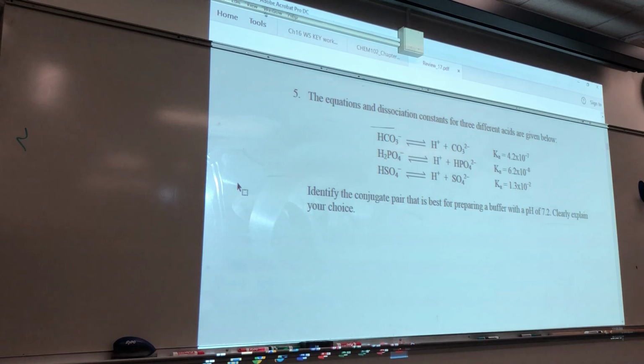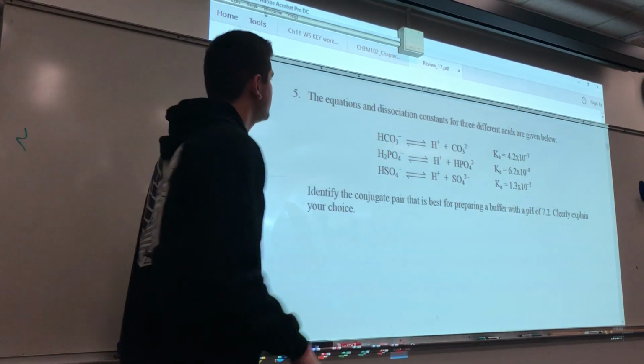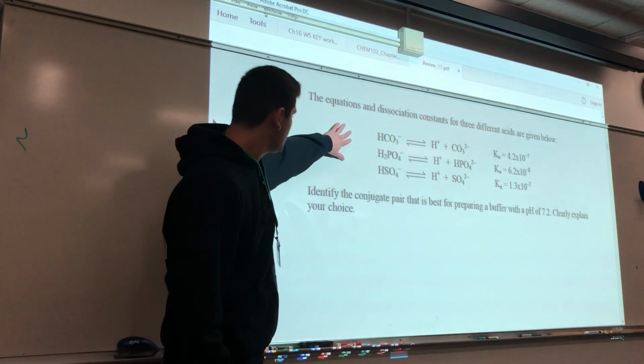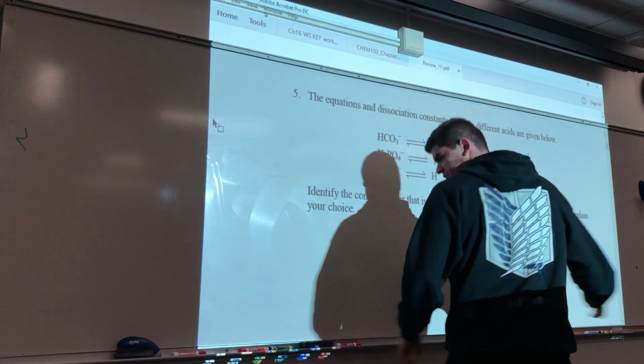Alright. This one's good. This one's more conceptual, so that's nice. The equations and dissociation constants for the 3 different acids are given below. Identify the conjugate pair that is best for preparing a buffer with a pH of 7.2.